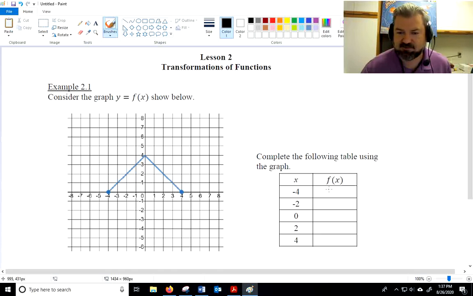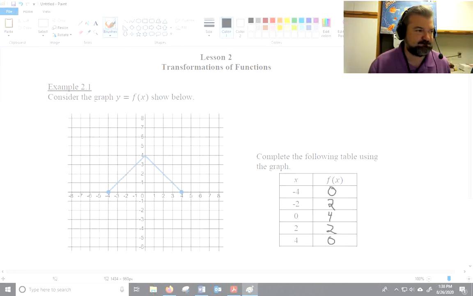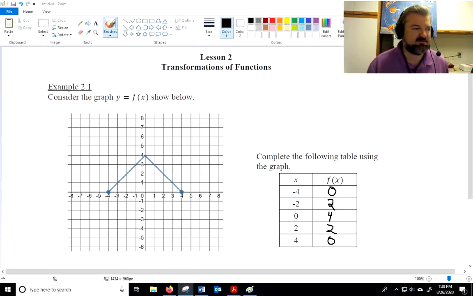At -4, f of x would be the y value, which is in this case 0. At -2, the y value is 2. And then at 0, the y value is 4. At 2, the y value is 2, and at 4, the y value is 0. And the f of x is the y values. Of course, that's not all the x values in this function, but those are just a few key ones to use. And I want to use those to try and fill in a graph and a table of values for each of these transformations.